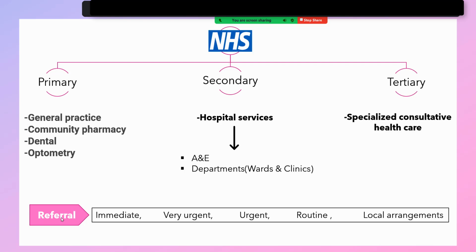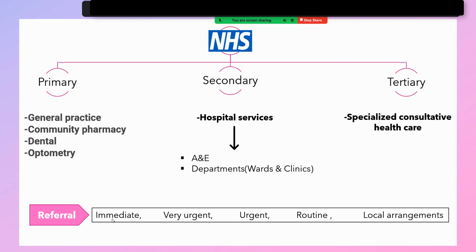Let's talk about the referrals, the types of referrals. We have immediate referral, very urgent referral, routine referral, and local arrangements. In immediate referral, the patient should be seen immediately, right away, like acute loss of vision.